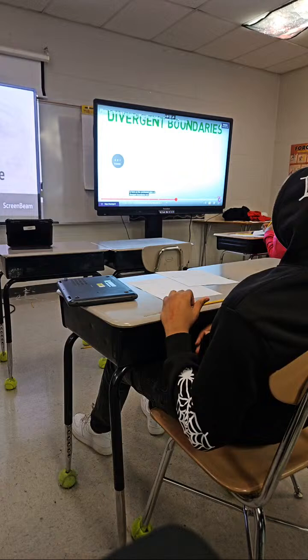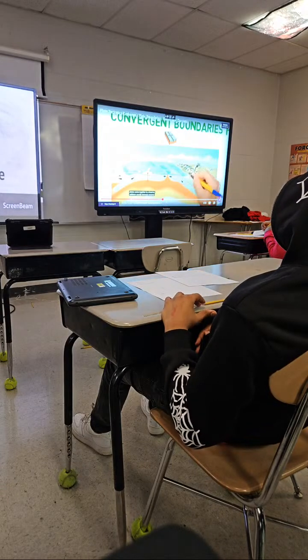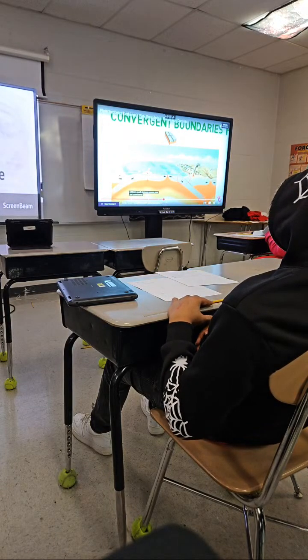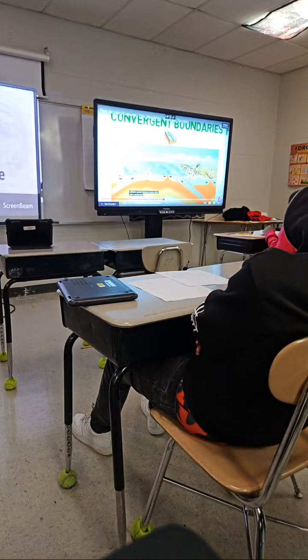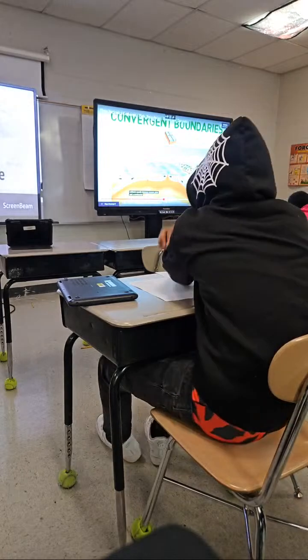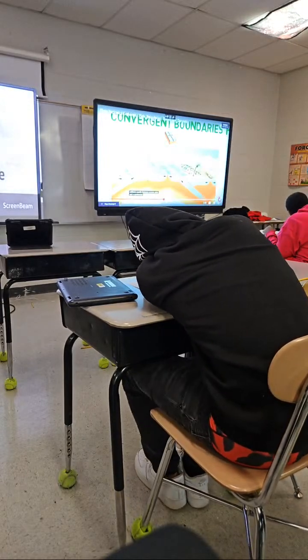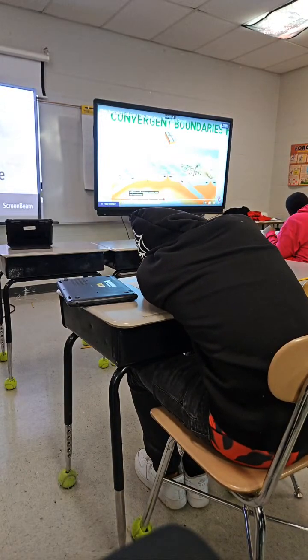They're in a head-on collision, usually between an oceanic plate and a continental plate. When this happens, one plate will be subducted beneath the other plate. So it'll be pulled into the mantle and melted down. And this melting can cause a volcano to form on the continental plate.